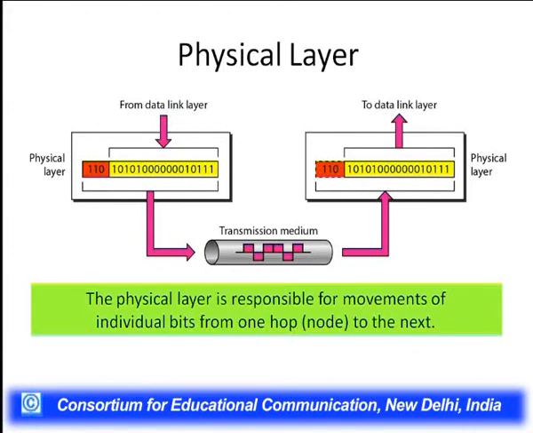And the physical layer of the receiving computer accepts the data from the transmission medium, which is in the form of electrical or optical signals. It converts it into digital signals and then passes this data on to the data link layer of the receiving computer.